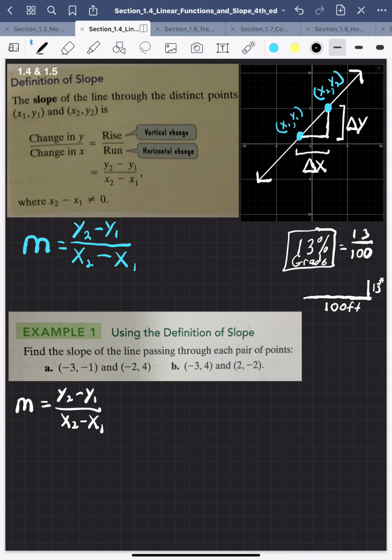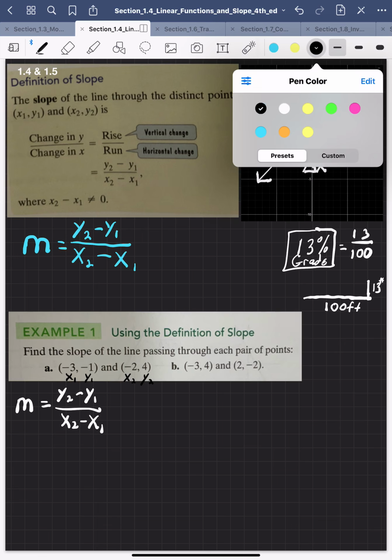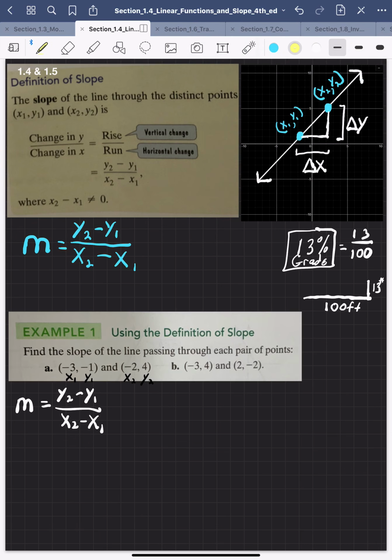Ready? So this part right here, we're going to start to label. We're going to label x1, y1, x2, y2. Ready? Let's go. So this will be x sub 1, this will be y sub 1, then this can be x sub 2, and this will be y sub 2. And now all we're going to do is take these numbers, right? And plug them in. We're going to plug them into the right spot.